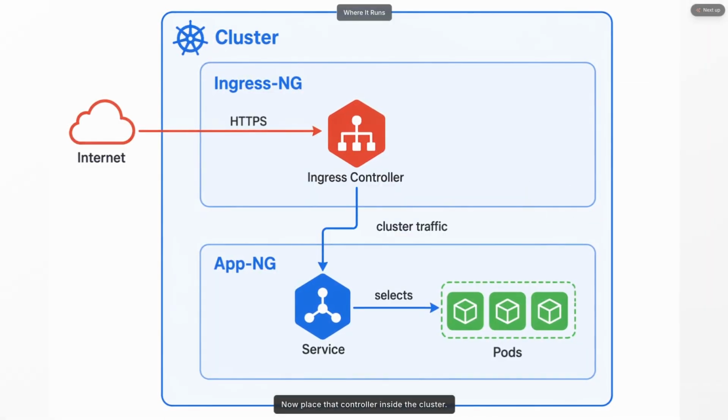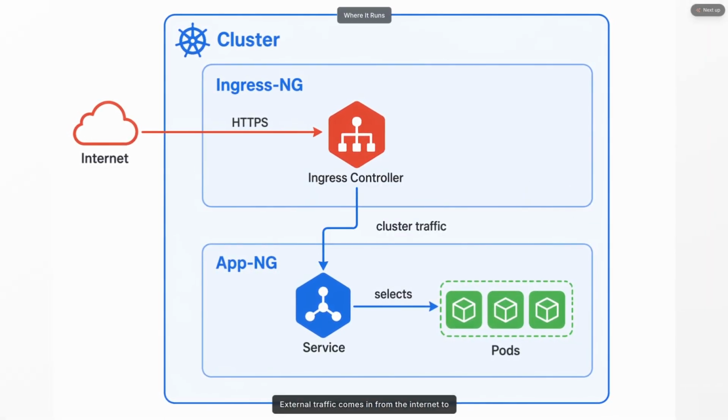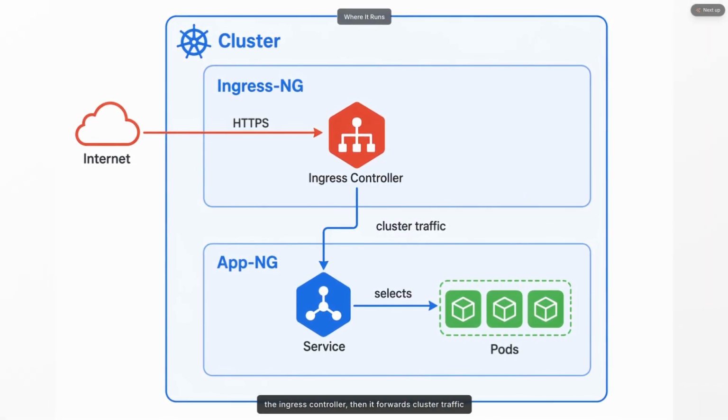Now place that controller inside the cluster. External traffic comes in from the internet to the Ingress controller, then it forwards cluster traffic to a service, and the service selects the pods. Notice the pattern here. Ingress doesn't talk to pods directly. It stays at the routing layer.